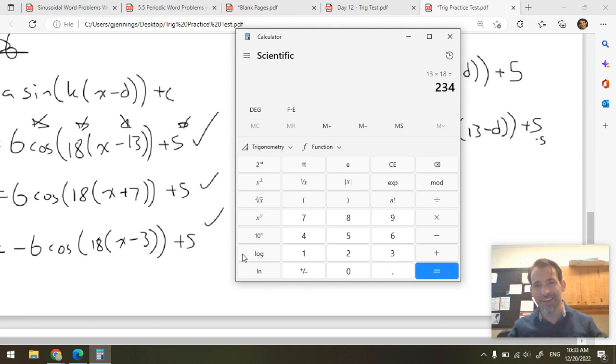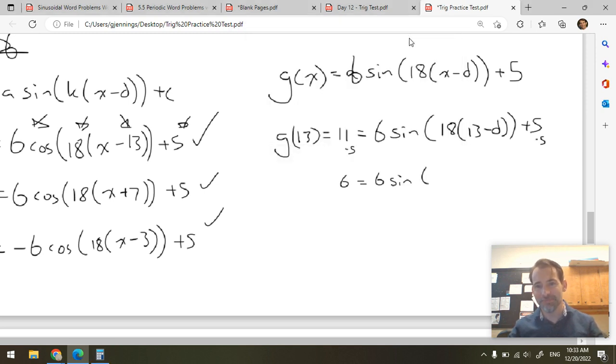18 times 13 is 234. I thought I was going to get there before my calculator did, but I was wrong. 234 minus 18d. It's late in the year. My brain's slowing down too. And then we're going to divide both sides by 6. Oh, look at that. Sine is at its maximum. 1 is equal to sine of (234 minus 18d).